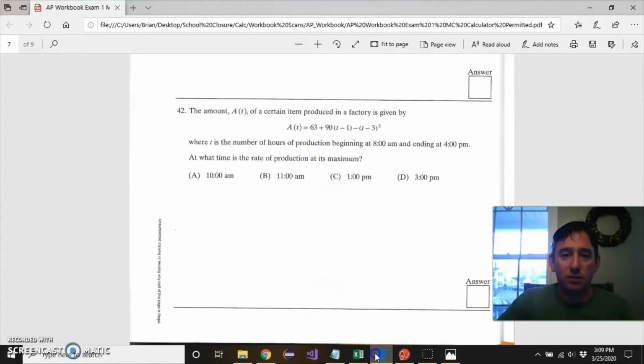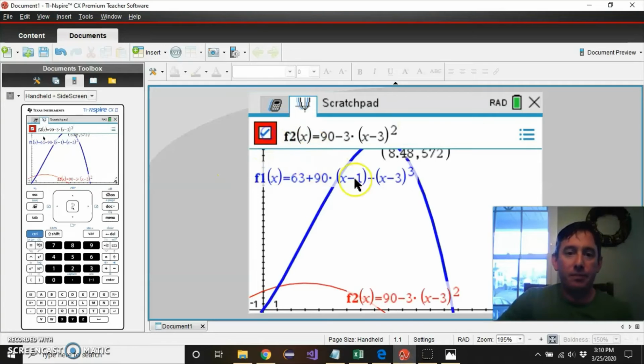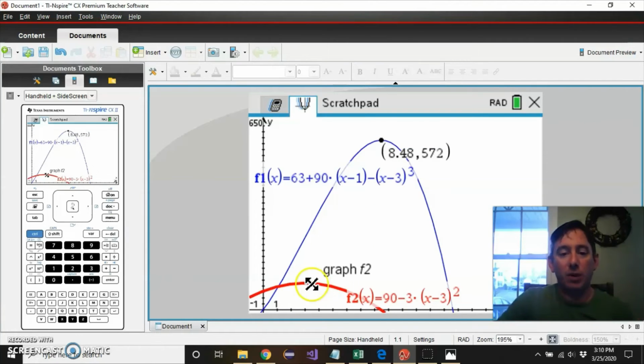So I want the derivative of this, A prime. Let's just pretend we're making toys. A is the number of toys we have made, given a time value. I want to know how many toys per hour we're making. So I need the derivative of that. I want to just find the derivative by hand. That's easy enough to do. And graph it. That's what I want to find the maximum of.